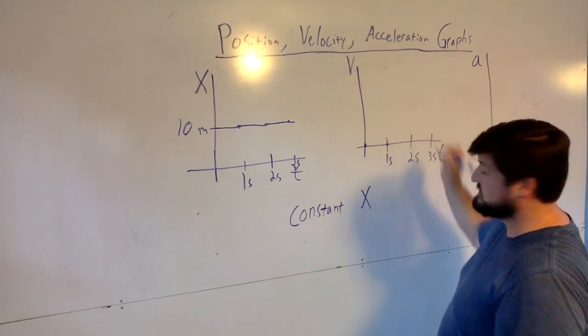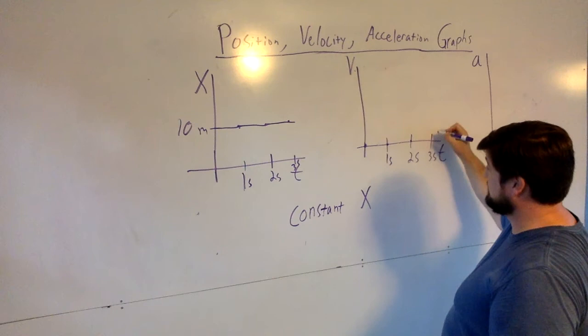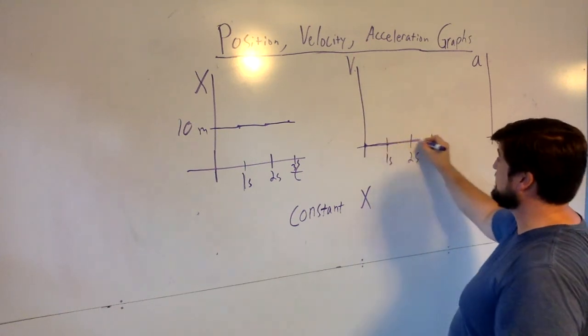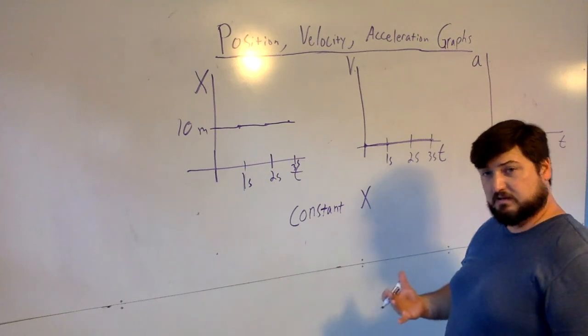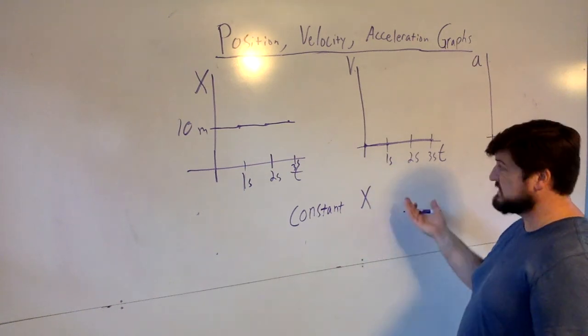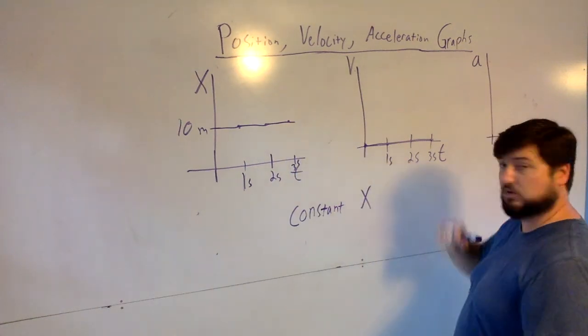After 1 second, I still haven't changed my position over time, so I'm still at 0. After 2 seconds, I'm still at 0. 3 seconds, still at 0. I've got a very uninteresting velocity versus time graph. Well, again, I'm not moving, so that makes sense. I have no velocity. I'm not moving at all. I have a constant position, so I have no velocity.